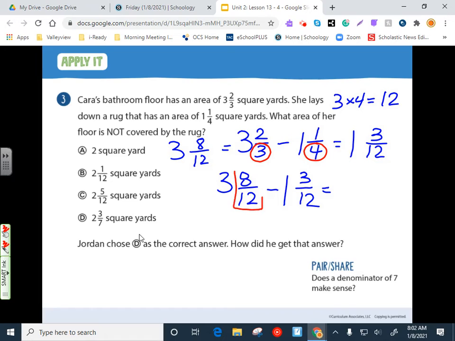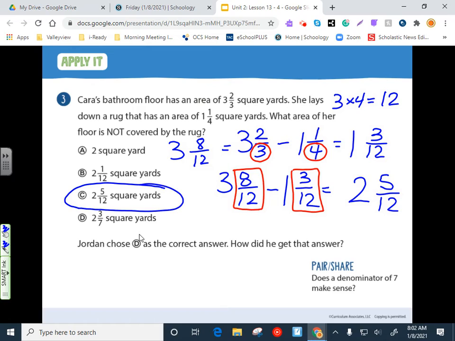And again, check out your fraction parts. In this case, we're doing 8/12 minus 3/12. We can take 3 away from 8. So that will give us 5/12. And then our whole numbers is 3 minus 1, and that's 2. 2 and 5/12. Let's look over here, and bingo. Got the right answer here. All right, so there is that.